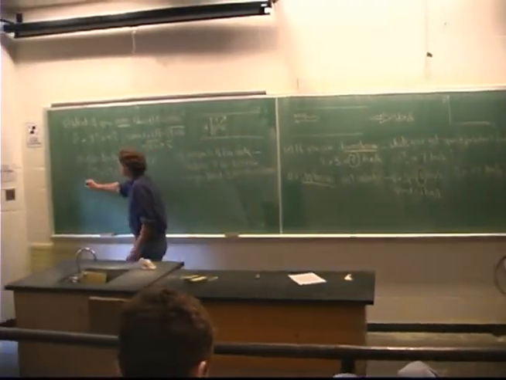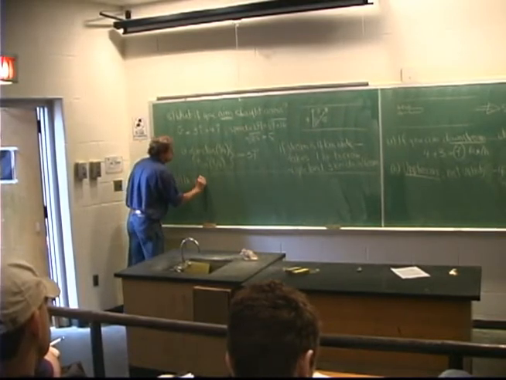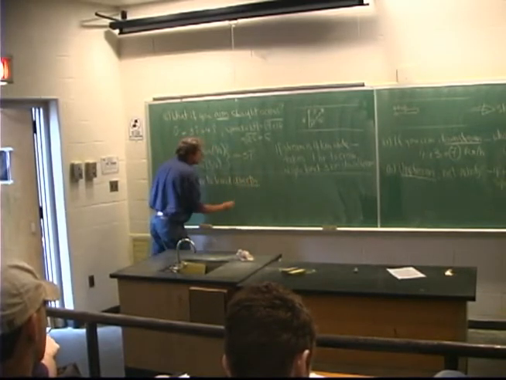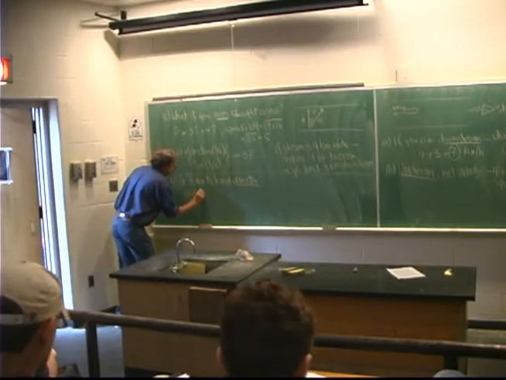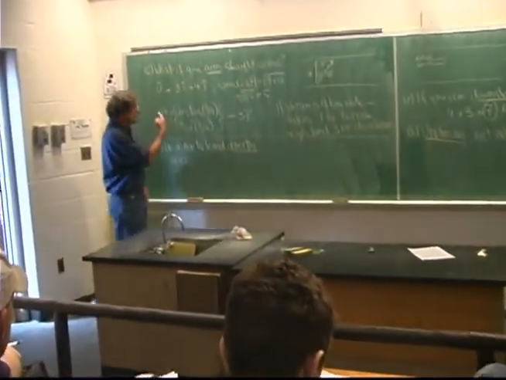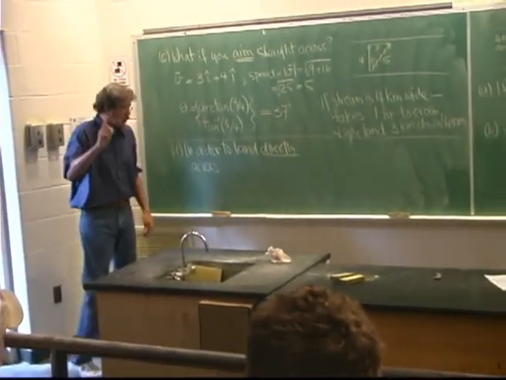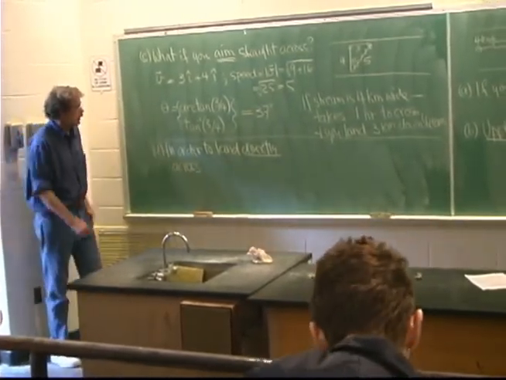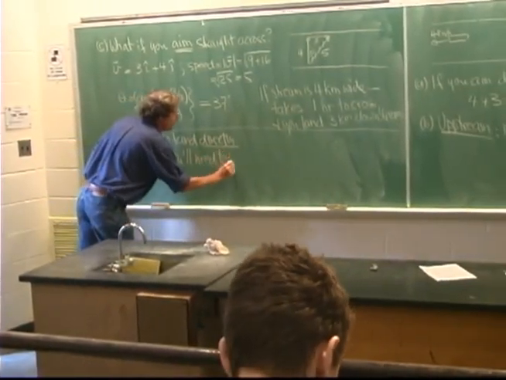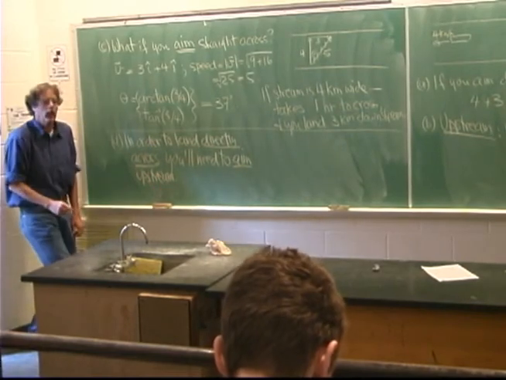So here's another question, a different question. In order to land directly across, you'd have to aim somewhat upstream. If you aim straight across, you're going to land downstream. But if you aim somewhat upstream, question, how far upstream, at what angle upstream will you have to aim? 37. Nice try. Hold on to that. In order to land directly across, you'll need to aim upstream. Question, at what angle?